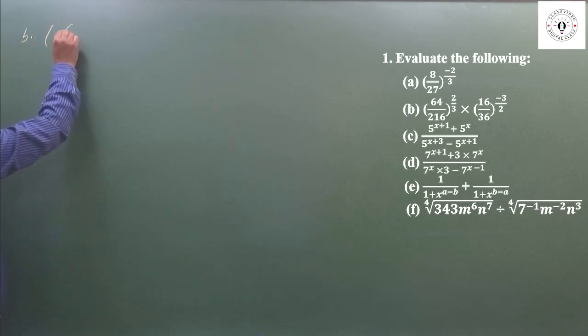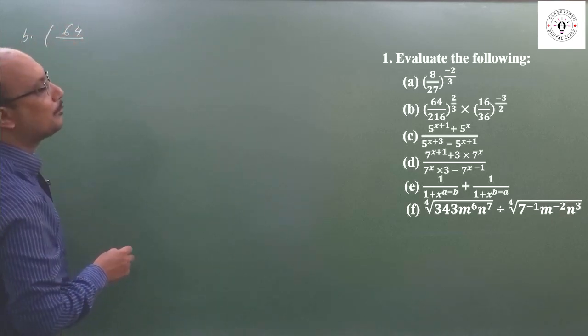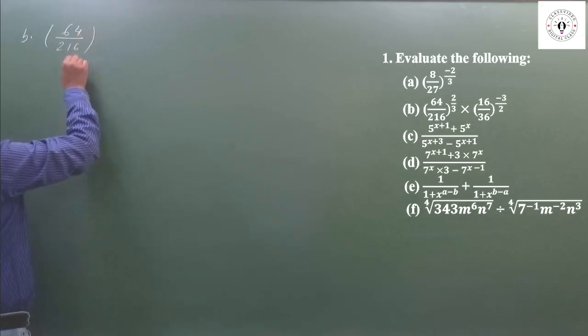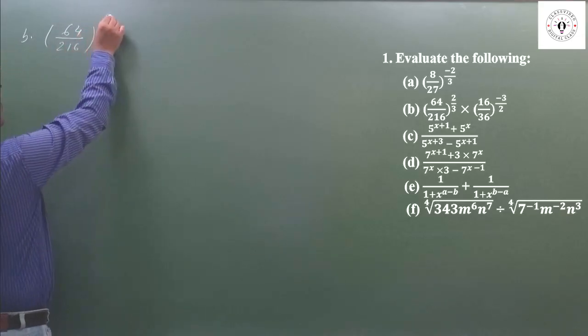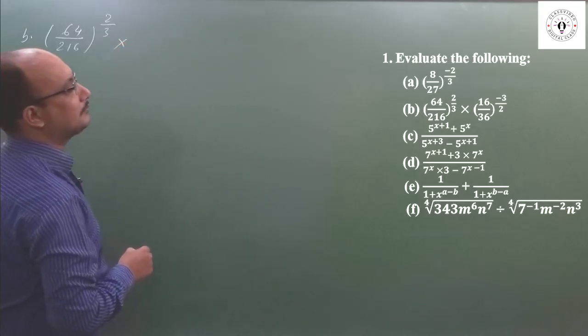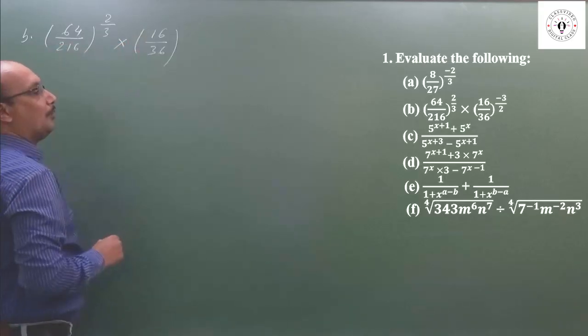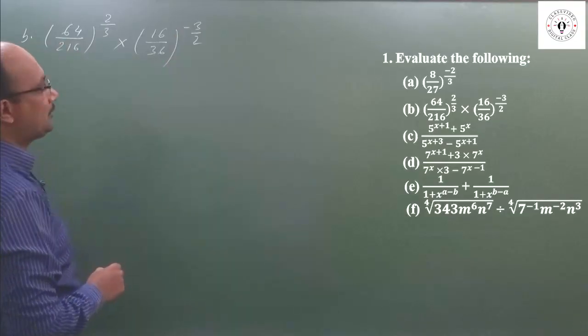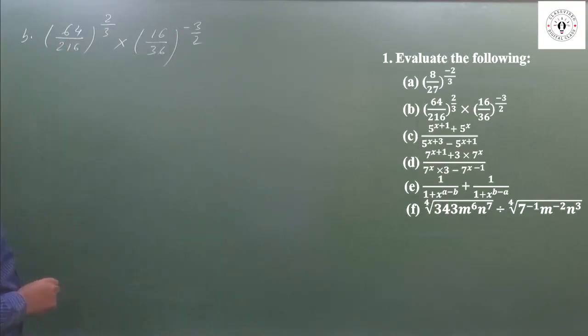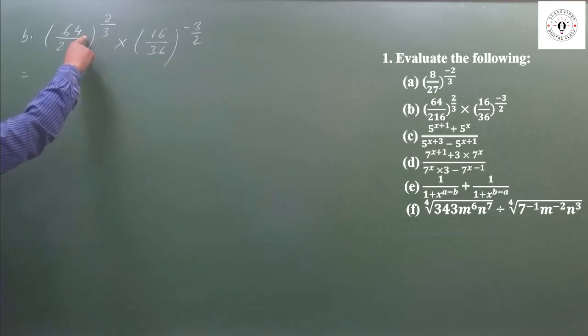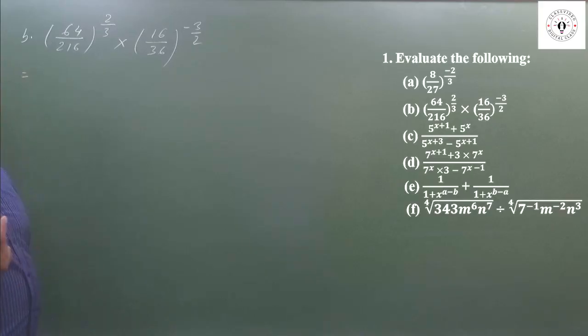B number question is 64 upon 216 whole to the power 2 by 3 into 16 upon 36 whole to the power minus 3 by 2. Same concept, reduce to the lowest base. And since here denominator is 3, if you express them in 3 power, it will be easier so that we can cancel 3 and 3, because if there is double power, then power is multiplied.